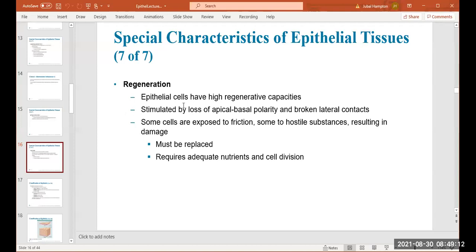Regeneration. Epithelial cells have a high regenerative capacity. That means that their mitotic index is high. They replace themselves, like the lining of your GI tract replaces itself every 7 days. The surface of your skin replaces itself. Your hair continuously grows out and replaces itself. Red bone marrow, while not epithelial tissue, also has a high mitotic index and is producing blood.